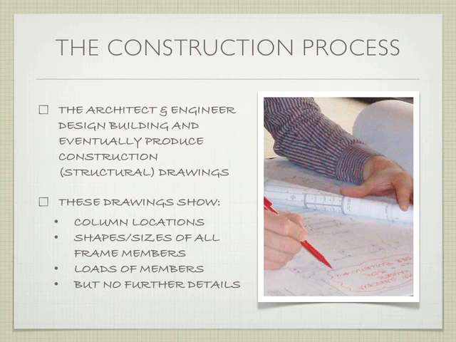But the architect and/or the engineer are going to design the building, right? They're going to figure out what this building should look like, and eventually they're going to produce some construction or structural drawings. And those structural drawings are going to show the column locations. So where are the columns going to go? And this should make some intuitive sense. As an architect, you would want to know where the columns are going to go. So you're going to decide where they should go.